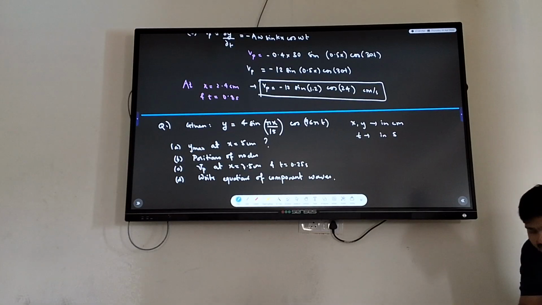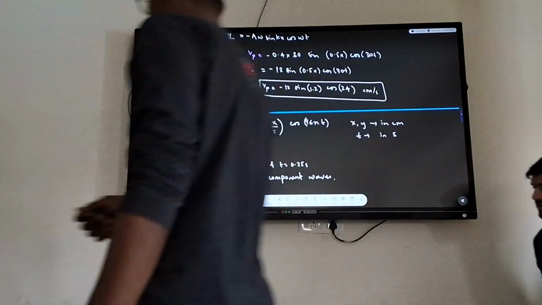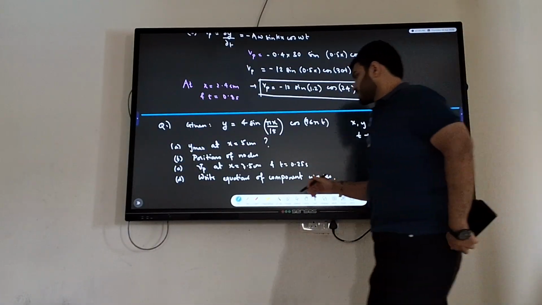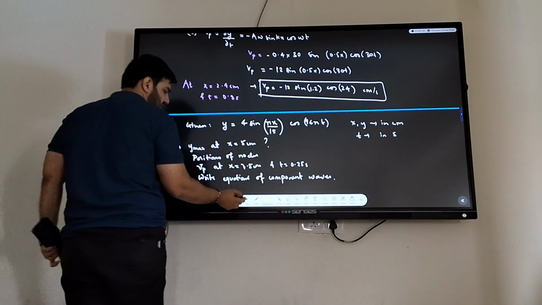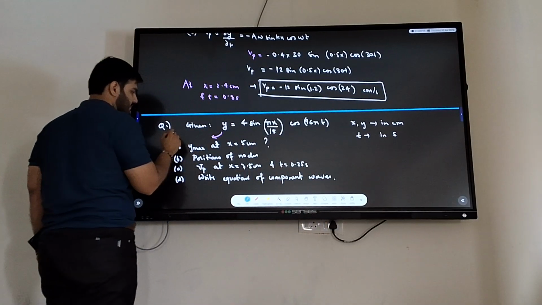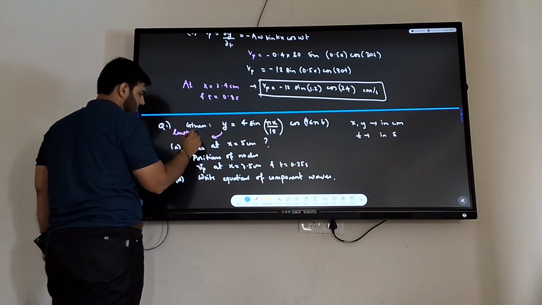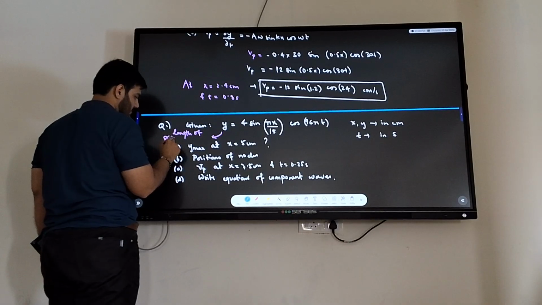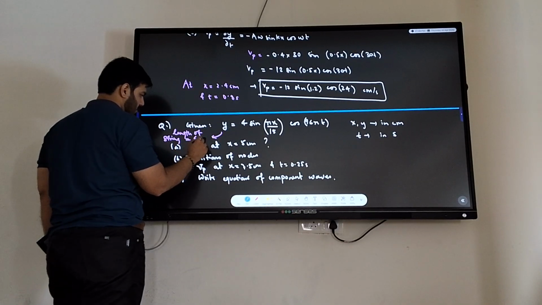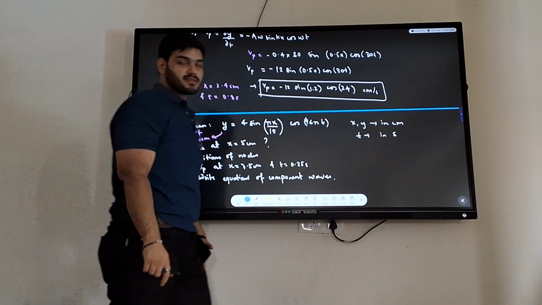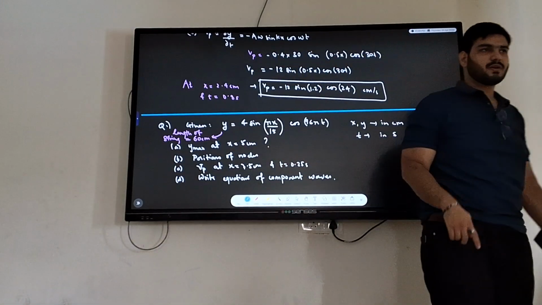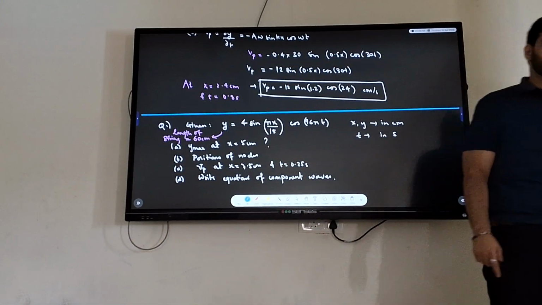I did not mention this. The length of string is 60 centimeter. So this y is created as some string, a rubber band can be some.